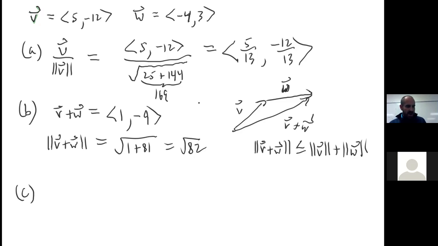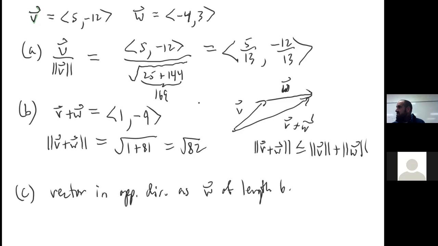We want a vector in the opposite direction as W of length 6. Well, opposite direction of W, that just means negate W, yes? So I could take negative W, and then you say, but I want it to be of length 6. But right now, if I take the negative of W, that's going to have the same length as W, isn't it? So how could I make it length 6? Well, one thing you could do is you could first make it length 1. Yeah? How could I make this thing length 1? Divide by the length of W. That will make it length 1.